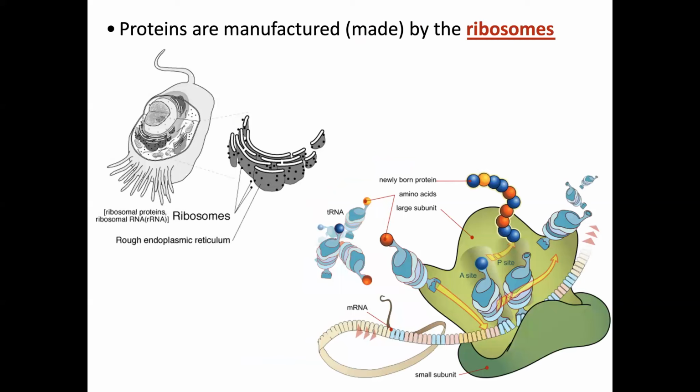The proteins are manufactured by the ribosomes. So here are the structures of the ribosome and the rough endoplasmic reticulum. This is the RER, rough ER, endoplasmic reticulum. Those black dots on the RER are called ribosomes. So it's like a protein machine. All the proteins are made from these machines.